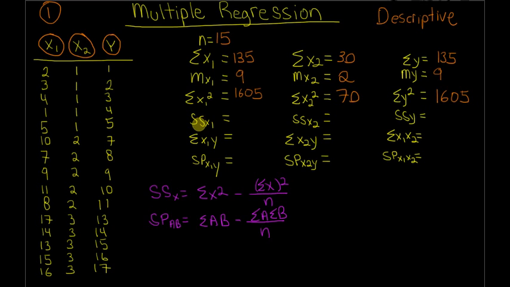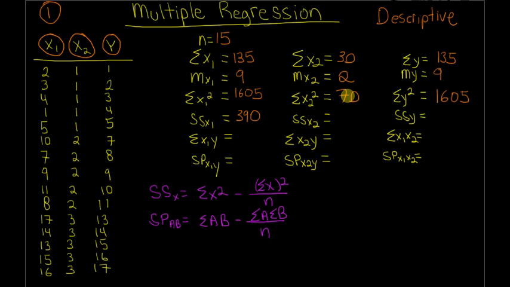Now, the sum of squares for x1, here's my generic formula, and here we have x already in this position. So we're just going to put the values we already know into the formula and see what we get for the sum of squares for x. Sum of x squared is 1605. Sum of x is 135. N is 15. So when you plug that into your calculator, we're going to get a value of 390.